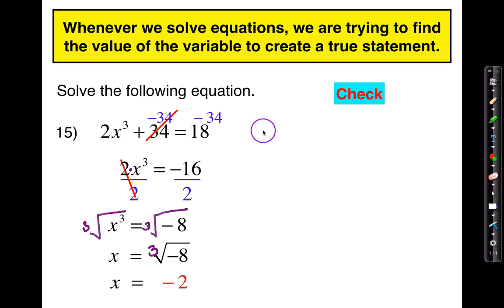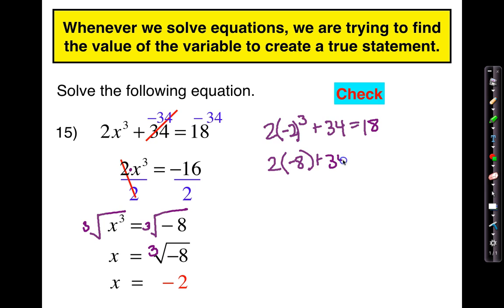Now, real quick, let's just go ahead and check our work. 2 times a -2 cubed plus 34, does that equal 18? Well, let's see. We have 2 times -8 plus 34 equals 18. Here we're going to get a -16 plus 34. Does this equal 18? The answer is yes. So we're good to go.